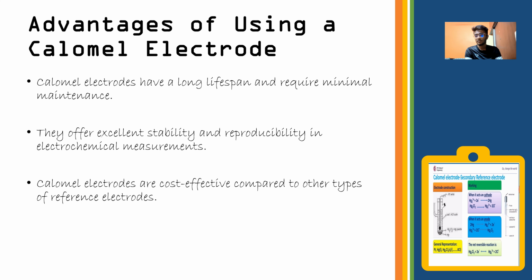Calomel electrodes are cost efficient compared to other types of reference electrode. They require minimal maintenance, which is the same as the first point I discussed, just in different words.